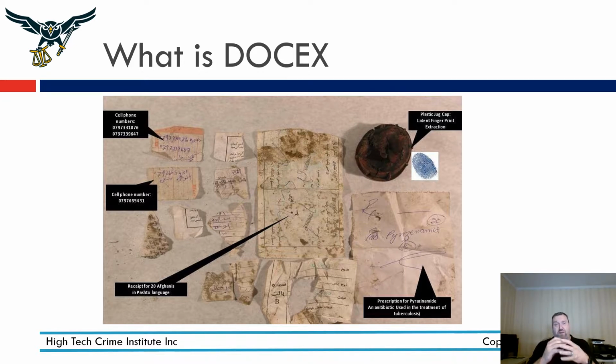So, for example, in this picture here, we have note cards that have some phone numbers on it. We have some Pashto language. We have a fingerprint that was taken off a cap, and we have a prescription for a certain type of medicine. Well, all of these things put together may tell us a lot. Individually, there may not be too much of a correlation, but if you put all of this information together, now what we're going to create is this circumstantial awareness of all the items that we've collected from a scene.